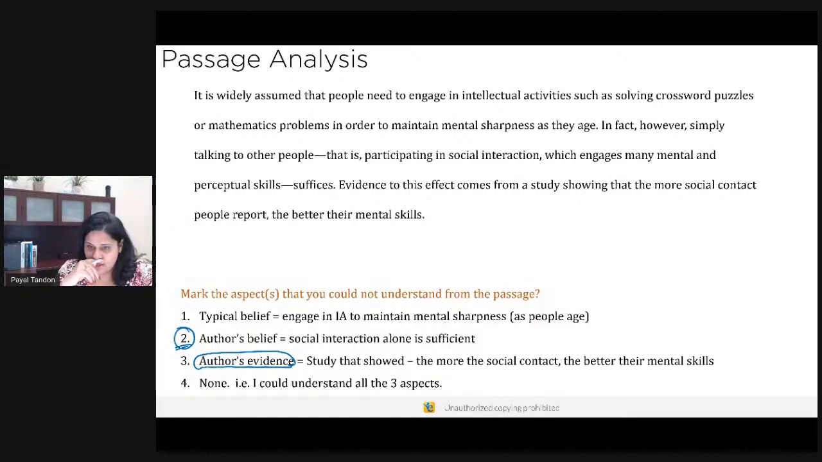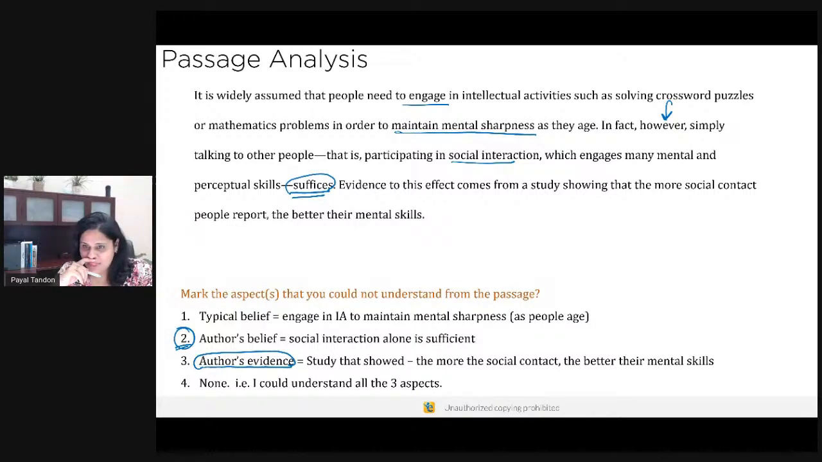So Ayush didn't know the meaning of suffice. Suffice is a pretty general word, so you would really need to know the meaning of suffice. And even if you don't know the precise meaning, you can always infer the meaning, right? When the author is presenting a generally accepted belief that people need to engage in intellectual activities in order to maintain mental sharpness, and then says however, you know that he's going to contradict the generally accepted view. So automatically you'll know that suffices means that social interaction itself is sufficient to maintain mental sharpness. So even if you don't know the precise meaning, you can always infer the meaning from the context. Again, that's possible only if you go deep into the context. If you stay at the surface, then you won't be able to understand. So I hope that helps, Ayush.